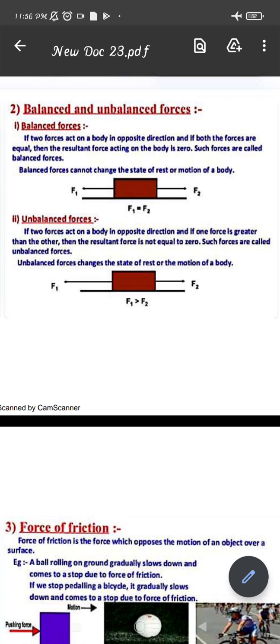So we can say that here the unbalanced force should not be of equal magnitude, and the resultant force should not be equal to 0. Like now, if we are pushing an object, the other one is pulling the object. Now if you are pushing, the direction will change, right? The pushing and the pulling will be in the same direction.